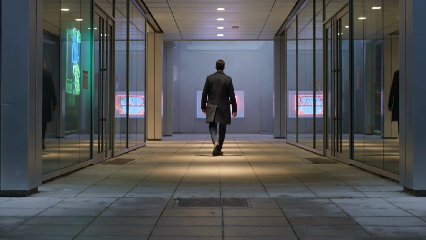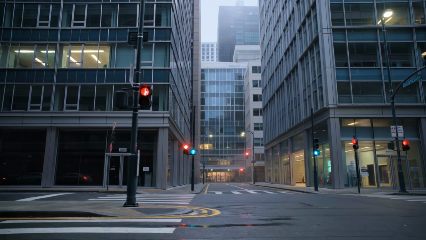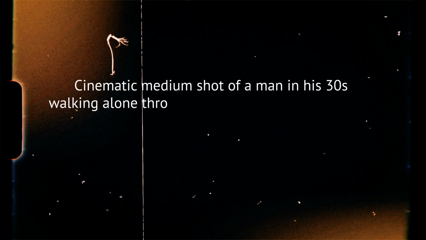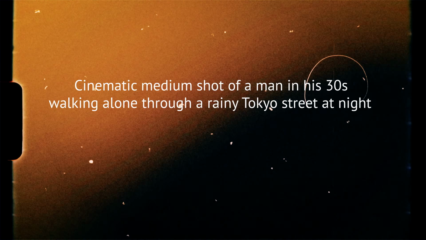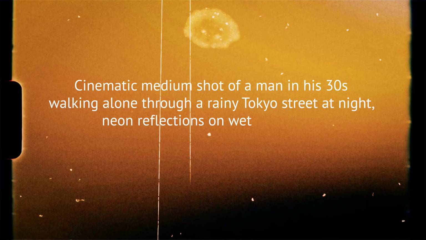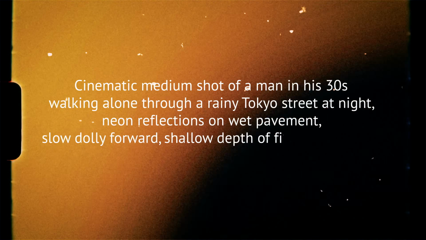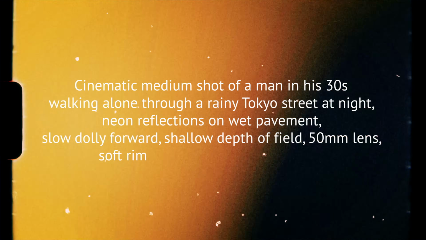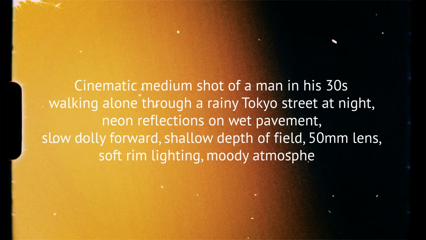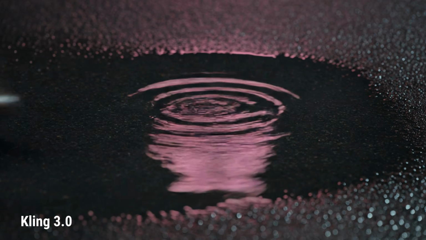It's not terrible, but it's super generic. It looks like AI, no direction, no intention. Now compare that to this: a cinematic medium shot of a man in his 30s walking alone through a rainy Tokyo street at night. Neon reflections on wet pavement, slow dolly forward, shallow depth of field, 50mm lens, soft rim lighting, moody atmosphere. Same tool, same model, completely different result.